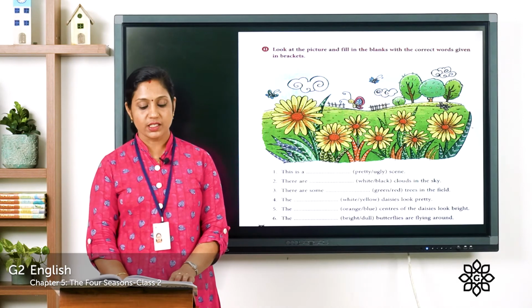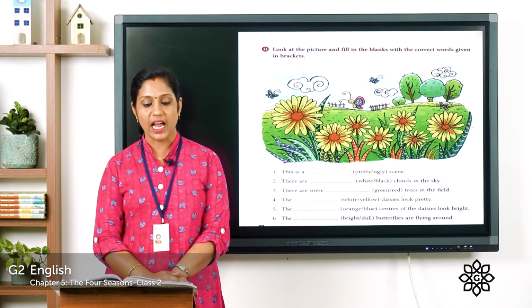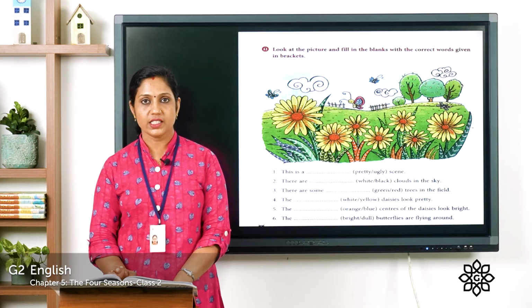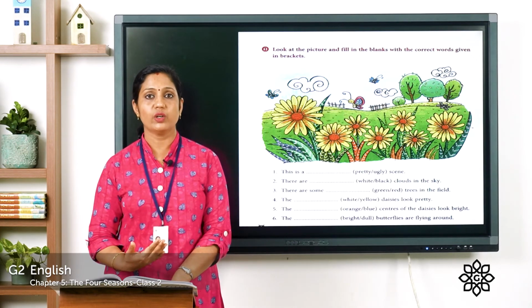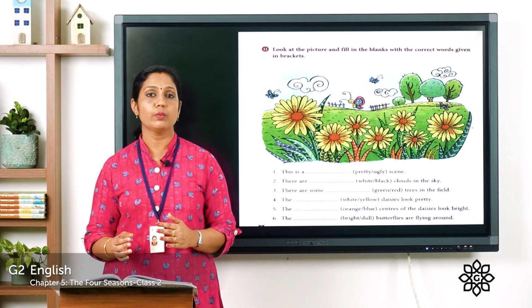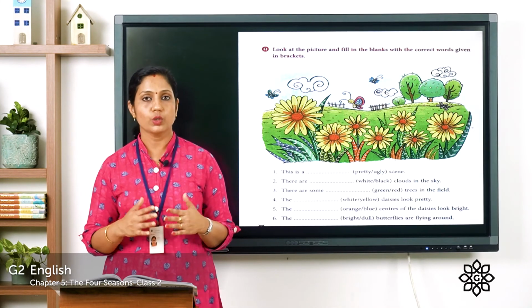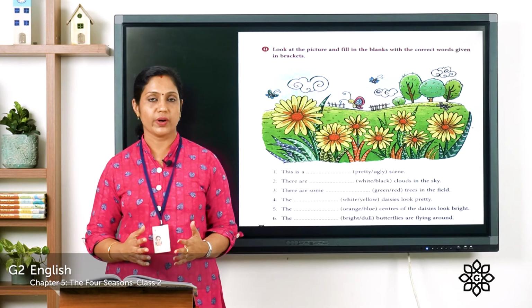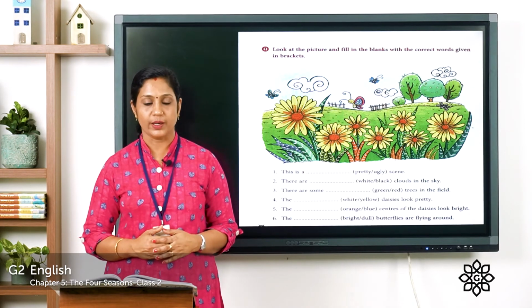Let's look at the sentence. This is a dash pretty or ugly scene. Looking at the picture, we have to write whether it's pretty or ugly. Pretty means beautiful and ugly means that which is not beautiful. So looking at the picture, what do you feel? This is a pretty scene or an ugly scene.